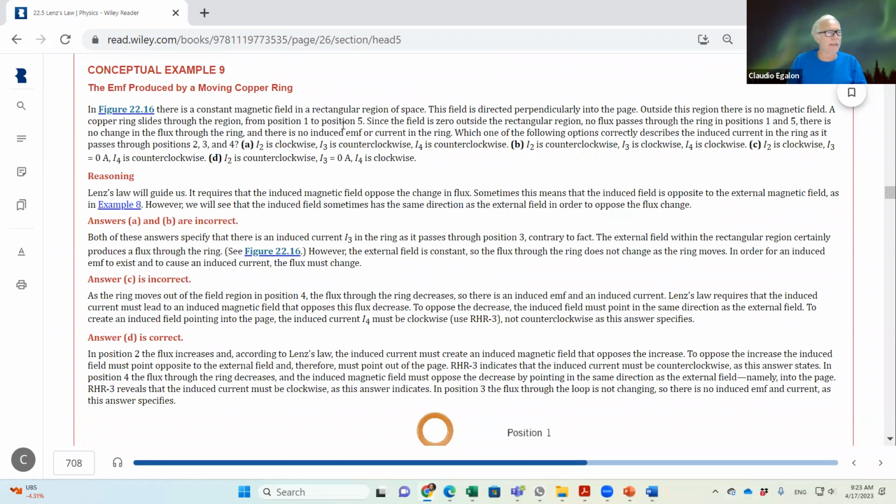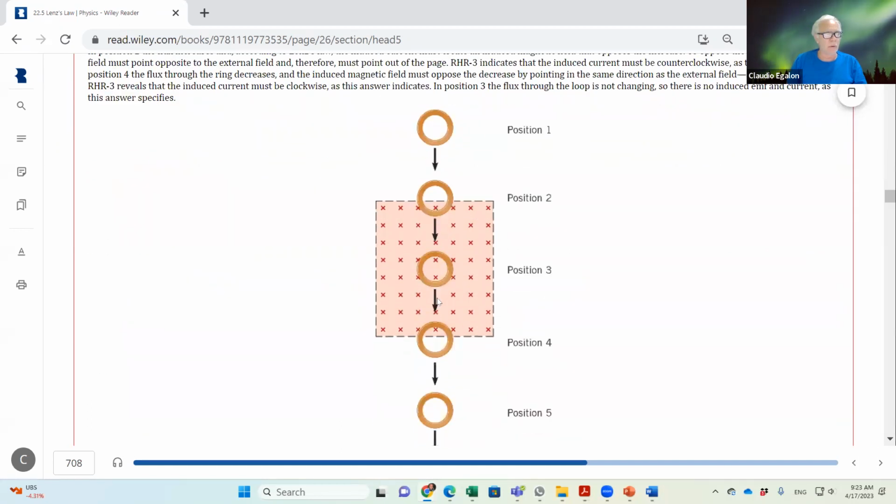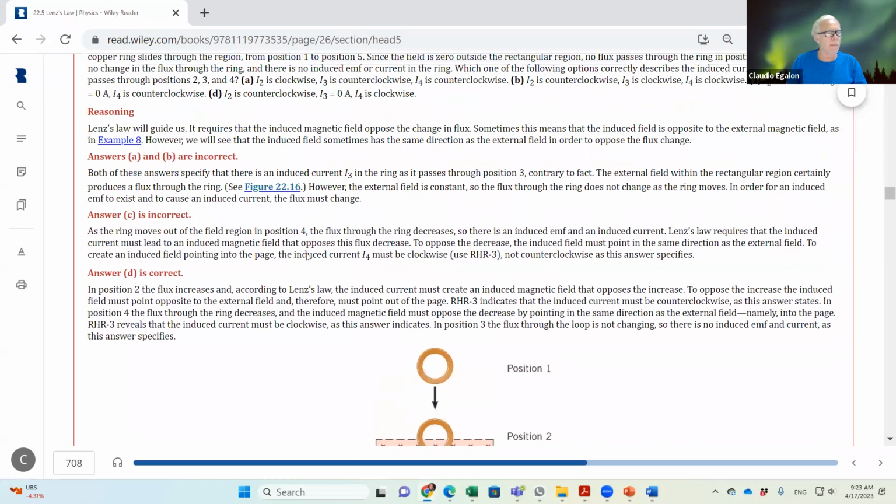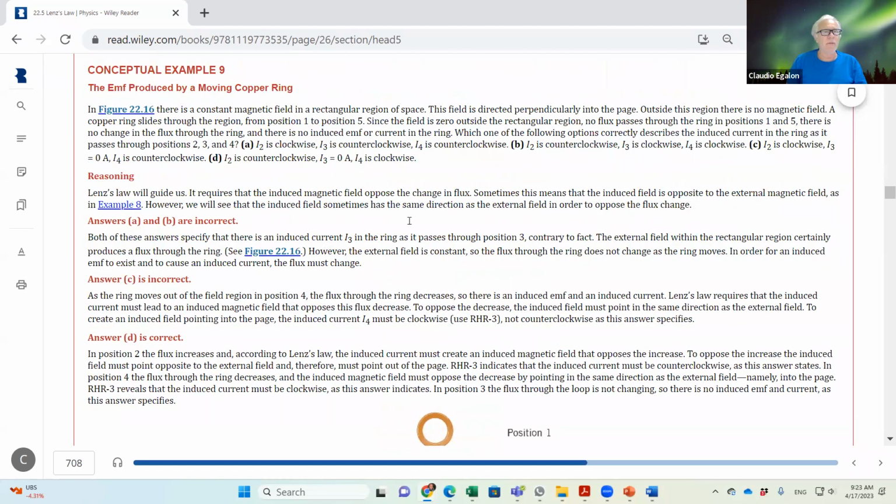Okay, constant magnetic field in a rectangular region of space. Field is directed perpendicularly into the page. Outside the region, there is no magnetic field. The copper ring slides through the region from position 1 to position 2, to 3, 4, and 5.